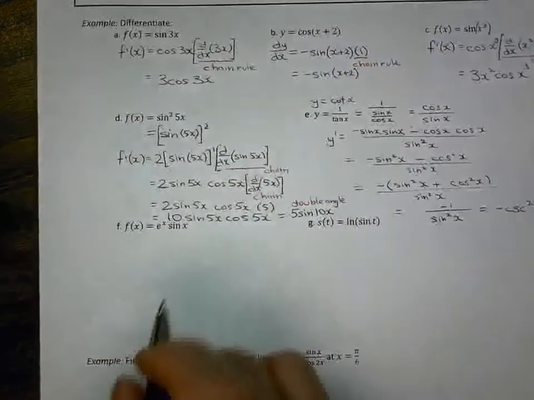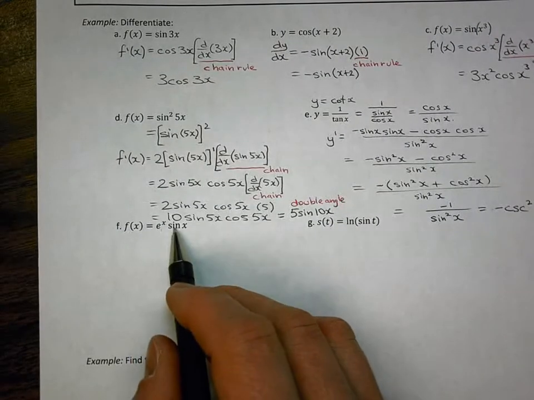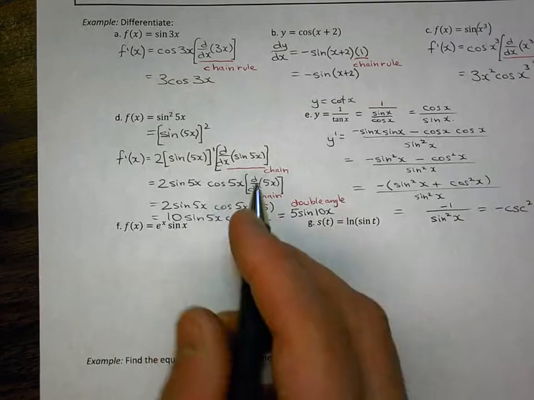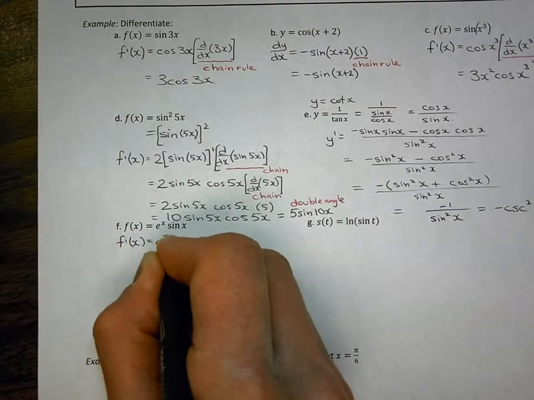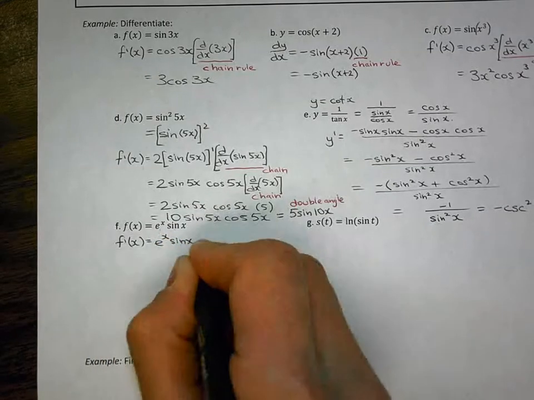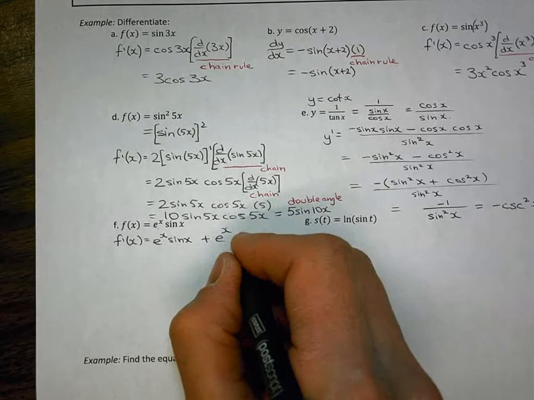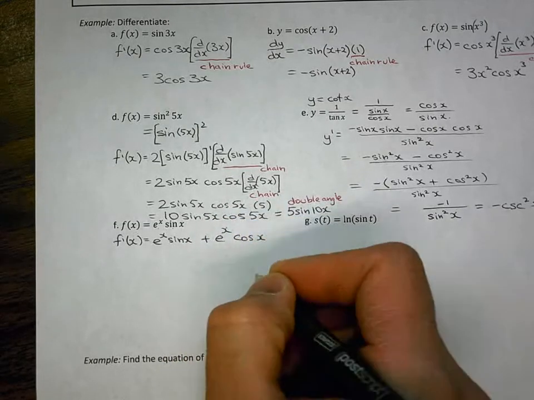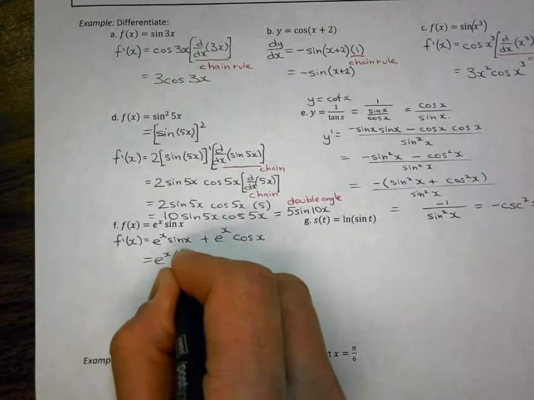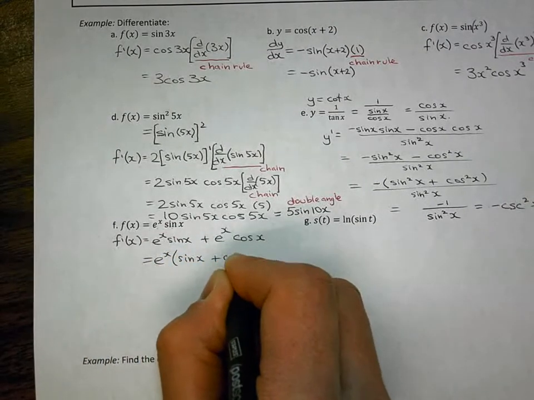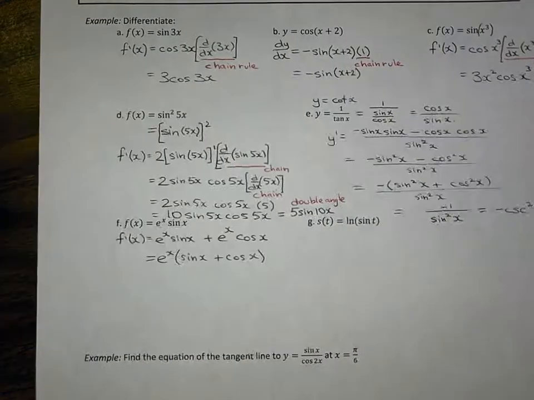Okay, let's keep going. We have f is a product rule. I have a function times a function. So I'm going to have to use my product rule. So derivative of the first function, which is e to the x, times the second function, plus the first function times the derivative of the second function, which is cos. Can't do much more there. I mean, I could factor out the e to the x. But basically I'm done.